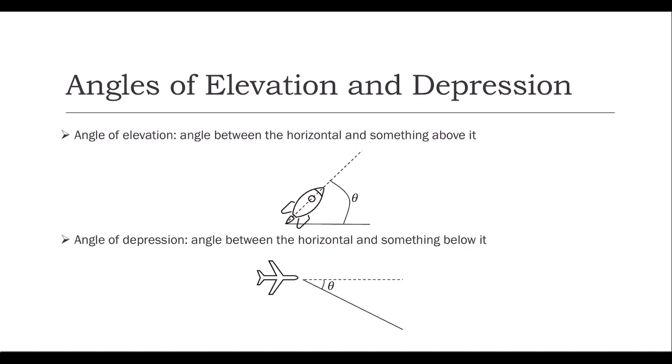Next we have angles of elevation and depression. They'll talk about these a lot in word problems. An angle of elevation is the angle between the horizontal and something above it. So you start at the horizontal and then you'll draw your angle, and this would be your angle of elevation. And then an angle of depression is an angle between the horizontal and something below it. So here, this would be your angle of depression.